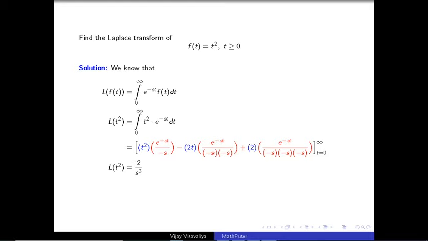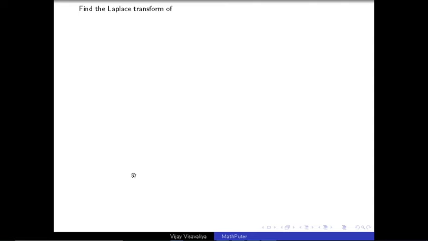So three important functions we have. Laplace transform of 1 is 1 upon s, Laplace transform of t is 1 upon s square, and Laplace transform of t square is 2 upon s cube. One more example we have.